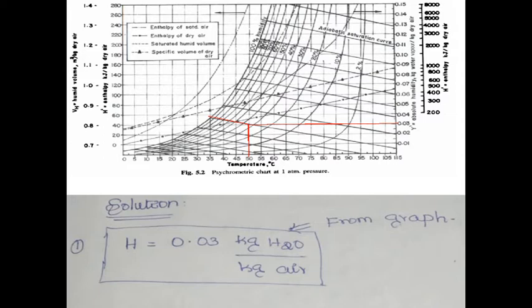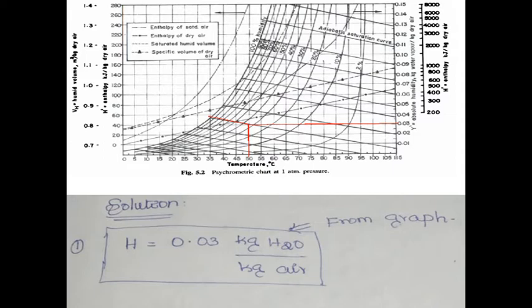So how to read absolute humidity? Step number 1, draw a vertical line at 50 degree Celsius from the DBT axis. The vertical line indicates the DBT line. Second step, draw the line at 35 degree Celsius on the WBT axis. Which one is the WBT axis? From 100% humidity, the curved lines are called WBT lines. In this figure, the inclined red lines indicate the WBT lines.